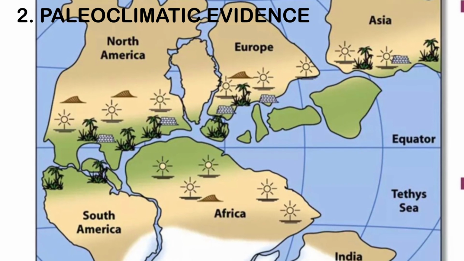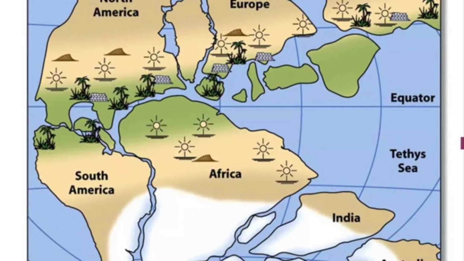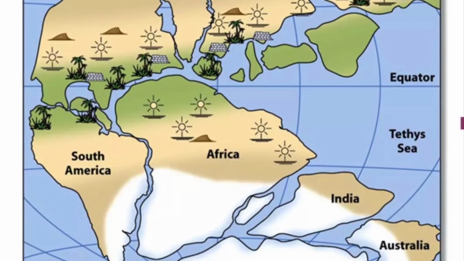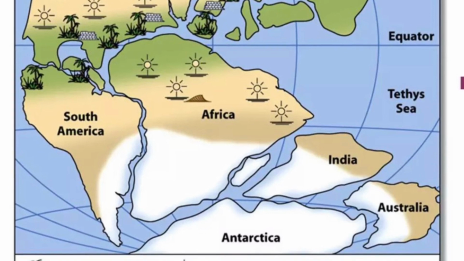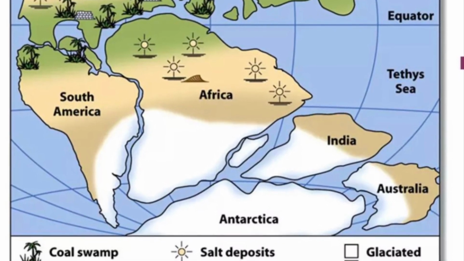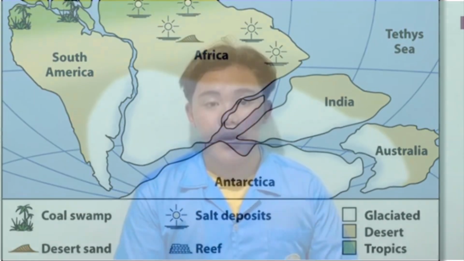Number 2. Information from climate. It is suspected that the northern part of Pangaea was covered in large tropical rainforest, while the southern hemisphere was covered in glaciers.